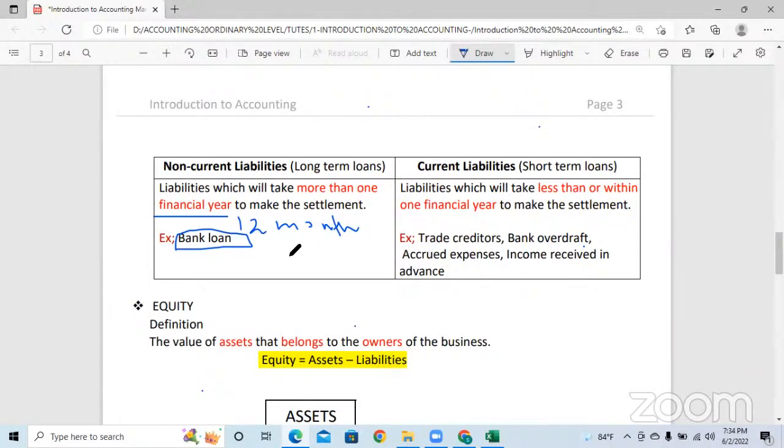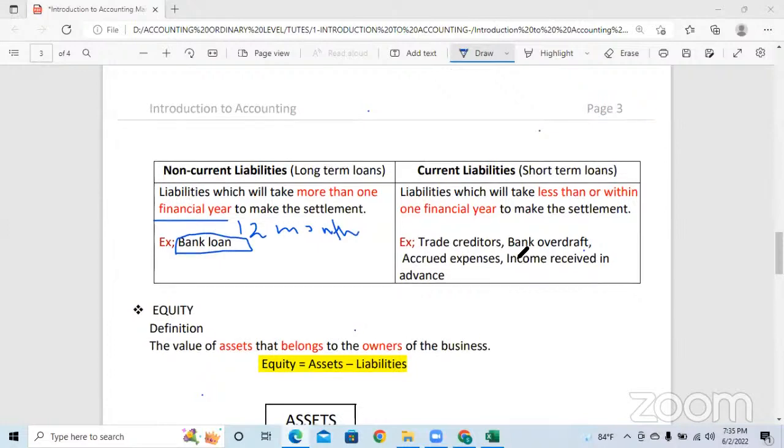Okay, so now guys, current liability, these are short-term loans. This is where guys, you will take less than or within 1 year to make the settlement. Okay, these are liabilities where you will settle it within 1 year, less than 12 months. When you want to settle it, guys, it will take less than 12 months to make the settlement. We call it current liability.